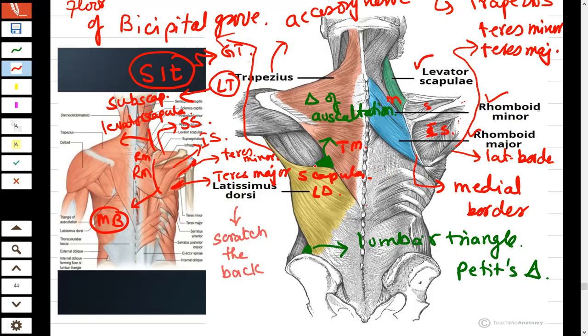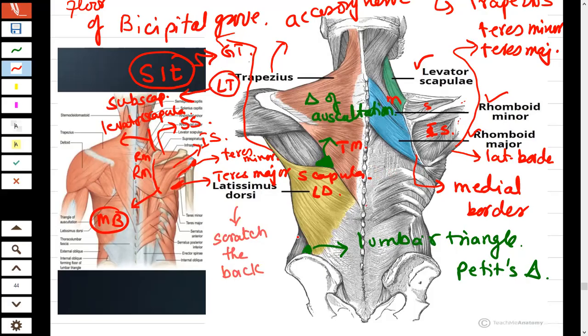Okay. So this part is not completely covered by the muscle. So this is known as the triangle of auscultation. Okay. This is your what? Triangle of auscultation. Now see, this is the lumbar triangle or Pettit's triangle.